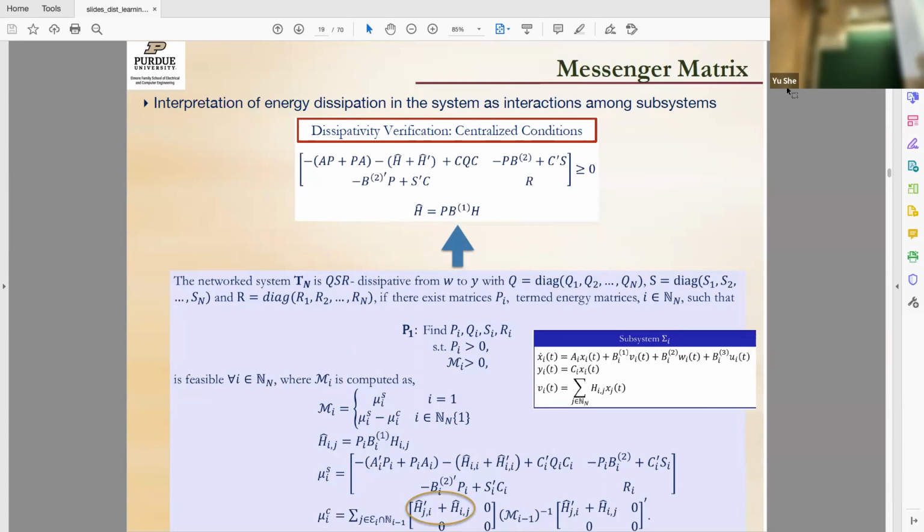Precisely how do you obtain this? You can read the paper and so on. But it's the same intuition that I just said, that you have to keep track of the local energy and the energy that is being stored in the interconnections, which we do through this matrix.